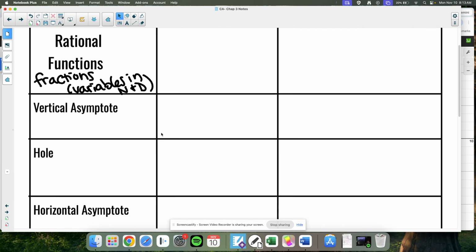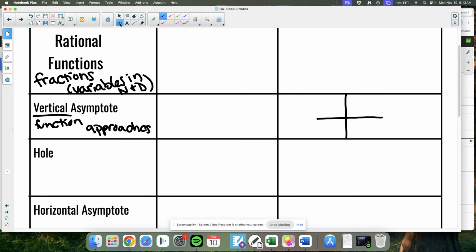A vertical asymptote. What is a vertical asymptote? Which way is vertical? Up and down. And then the moniker of a vertical asymptote is, does the function equal it or get close to it? Gets close. So it's a vertical line. The function approaches. You cannot cross it.